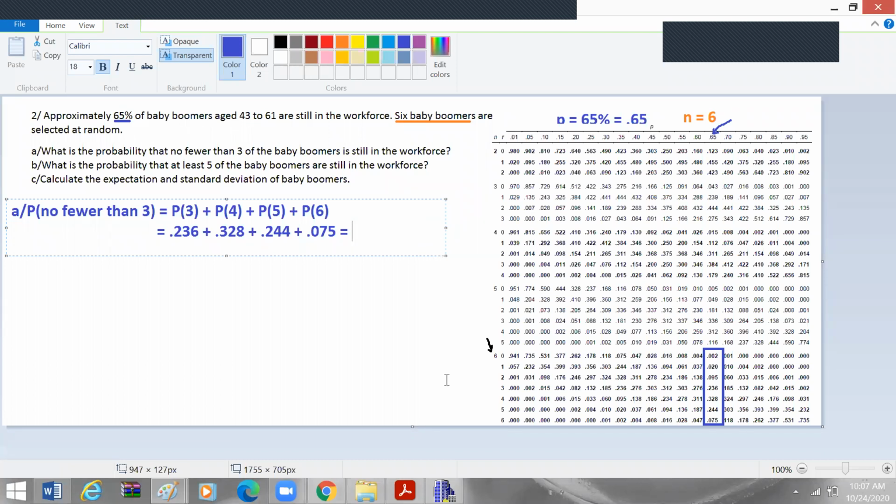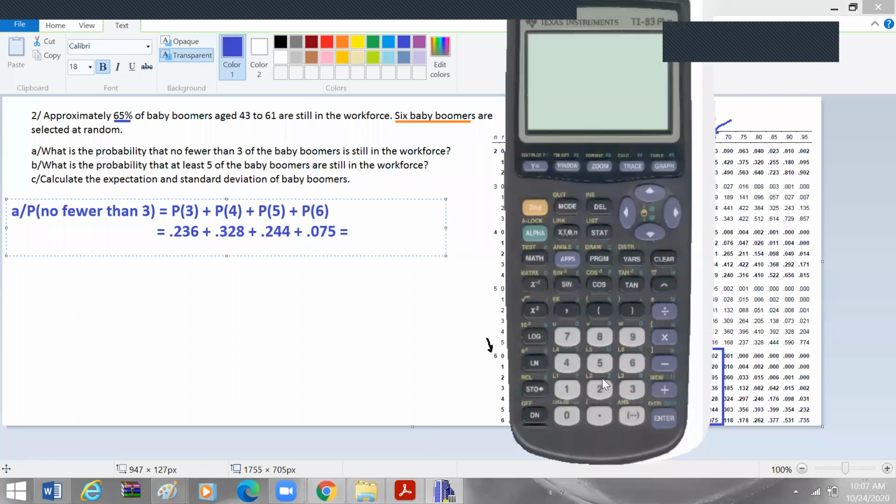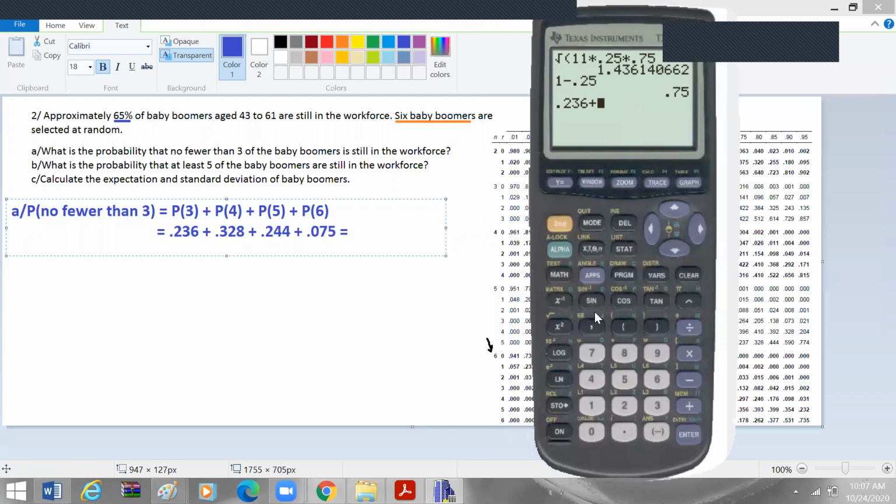Professor, can you add 0.3 till 5 without adding the 6? No, we have 6 baby boomers, we have 6 people. If the question says no fewer than 3, that should be 3 or more, and we have to add all the way up to 6. You can't add it halfway. No fewer than 3 means 3 or more. That's really important, this is the keyword. I know it's really complicated, but please try to get used to it.